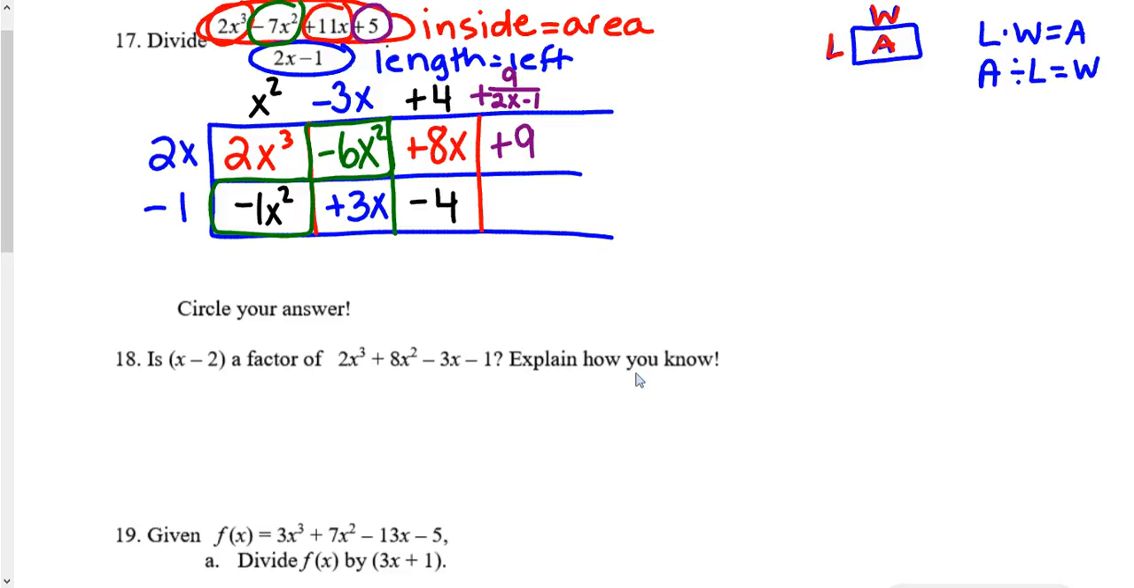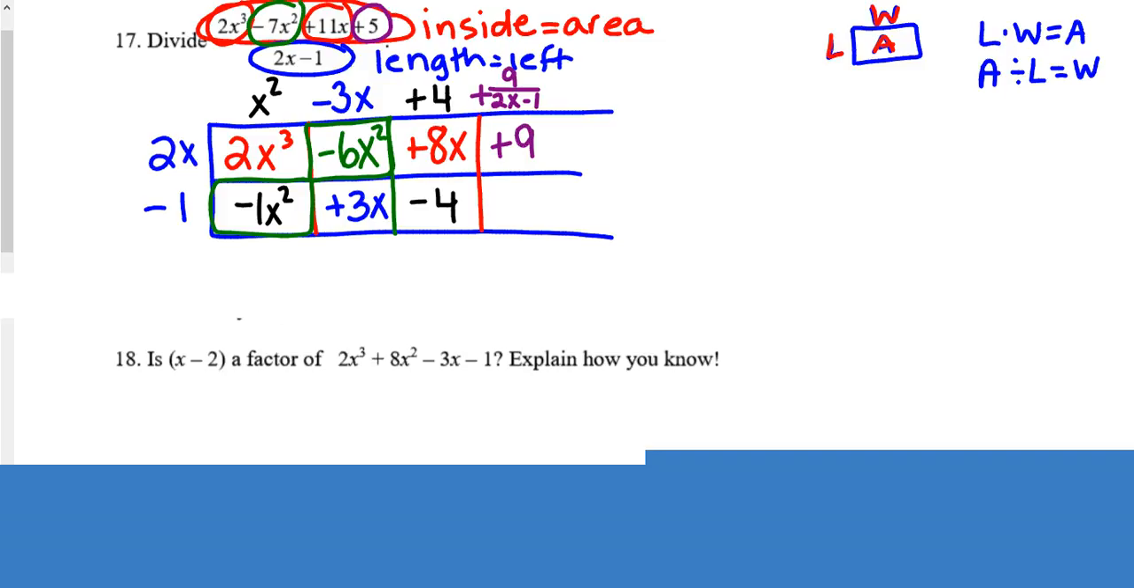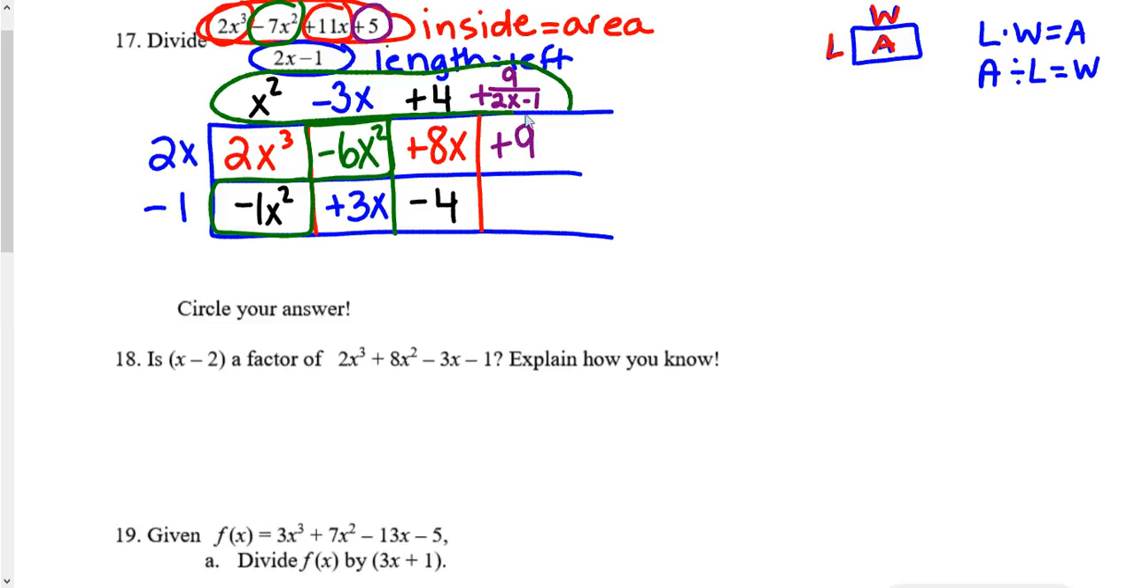All right, it says circle your answer, and that's just so that we don't forget what we were really doing here. This is the width, or the answer to the division. All right, number 18: is x minus 2 a factor of this polynomial? And explain how you know.